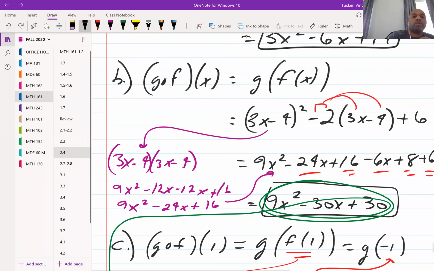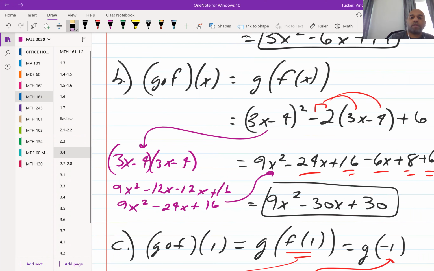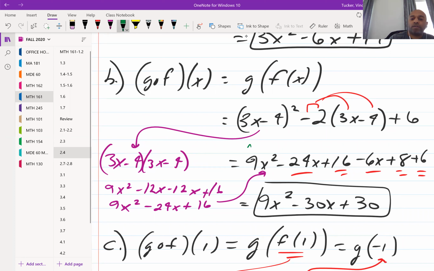Don't forget that 3x minus 4 squared is not 3x squared minus 4 squared. You have to do your expansion properly. 3x minus 4 times 3x minus 4. So that's what this is over here, just doing your binomial distribution. And that'll give you 9x squared minus 24x plus 16.